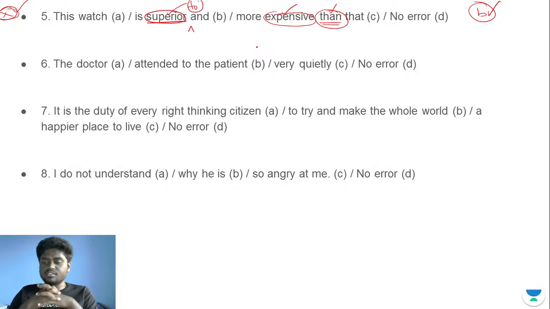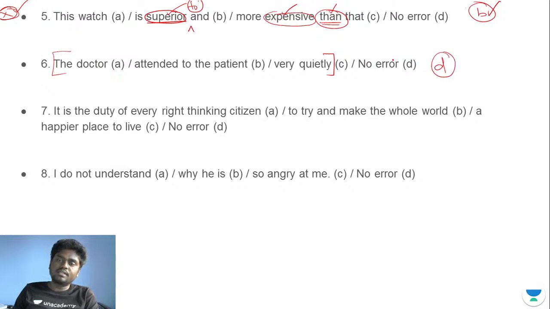So here if you see the sixth one, the doctor attended to the patient very quietly. I don't think so. There is no error with the sixth one. So I would say it's going to be option D. No error is exactly the perfect option for the sixth question. Yeah, very good, very good. That's it. So the right answer is going to be no error. The doctor attended to the patient very quietly. Perfect. Go for the seventh one, guys. Come on. What's going to be the right option for the seventh one?